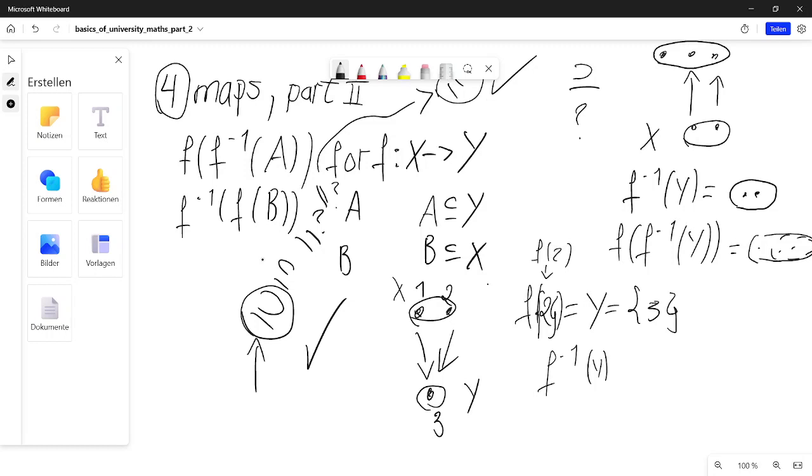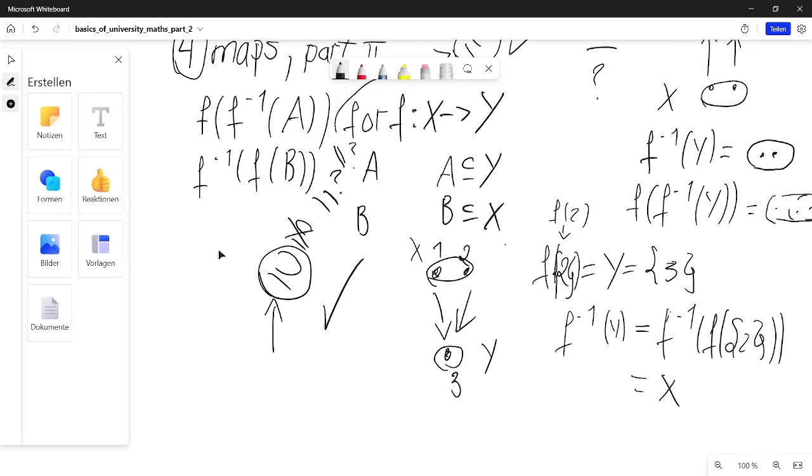And now f minus 1 of y, which is the same as f minus 1 of f of 2. Well, what's that? That is all elements that map to this, and this is x, and 2 is not equal to x because x actually includes both. So the other one is wrong.